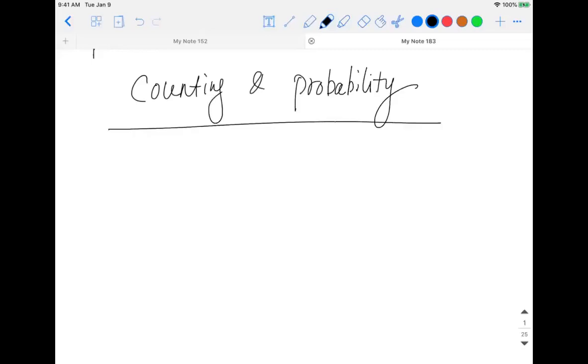Counting and probability is one of the 4 major sections in the North American math competition. The 4 major sections are algebra, geometry, counting and probability, and number theory. If you compare these 4 sections, you're going to find that counting and probability is actually something very different.